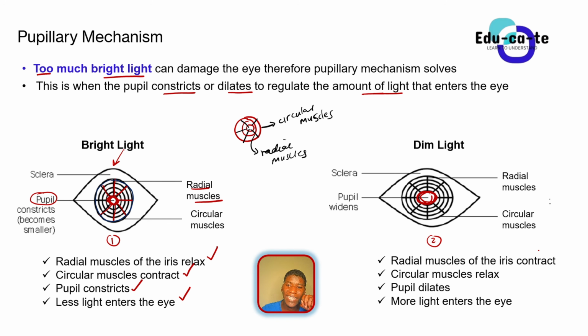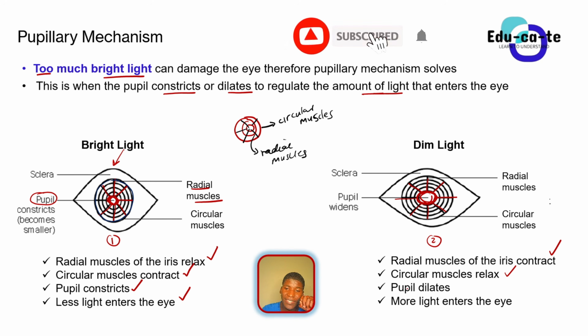So when it's dim light, the radial muscles of the iris will contract. So it's doing the opposite of the bright light condition. These muscles that look like lines, these radial muscles, they will contract. And then when these radial muscles contract, the circular muscles will do the opposite. They will relax. And then the pupil will end up opening. It will dilate or open up because there is dim light. We need the pupil to widen so that enough light can enter your eye so that you can see. So the pupil will dilate, or widen, so that more light will enter the eye.